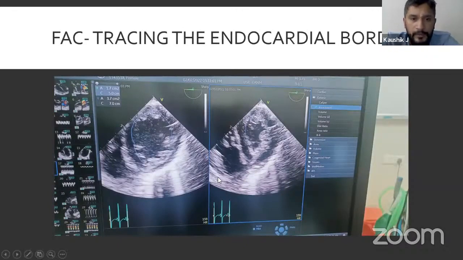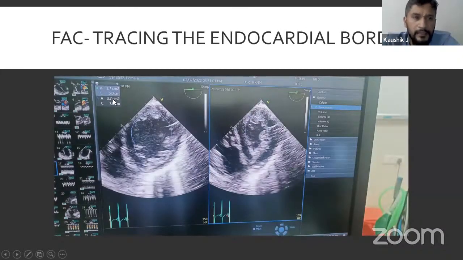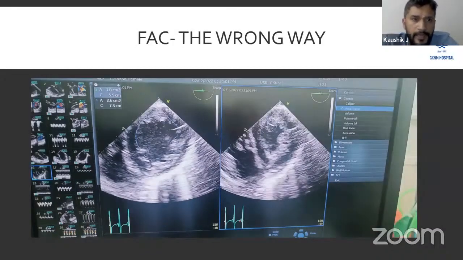So now we have identified the 2 frames. We have traced the endocardial borders, the end diastolic border and the end systolic border. The trick is to include the papillary muscles when you're tracing the border, and that is why the previous slide was wrong, wherein we have excluded the papillary muscles while tracing it. Once we do that, the area is displayed on the left corner of the screen, and you can calculate the fractional area change.